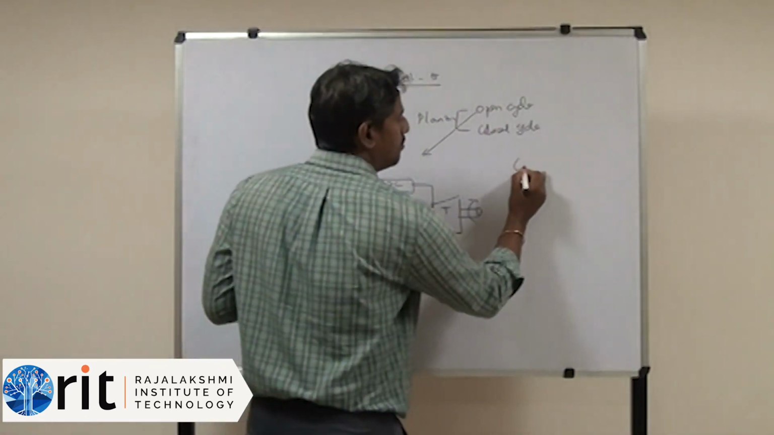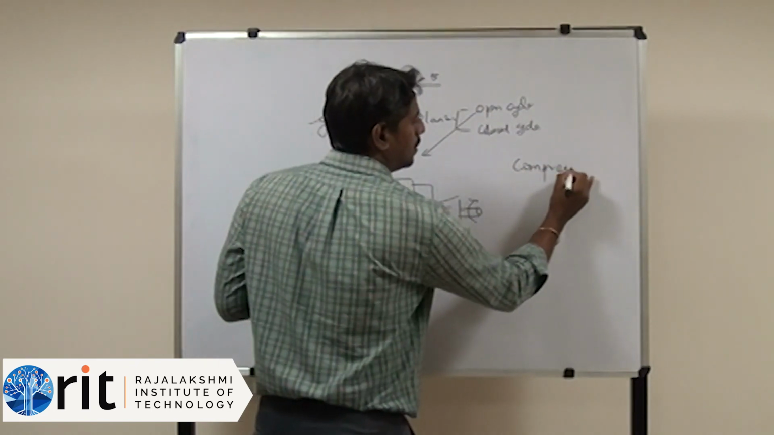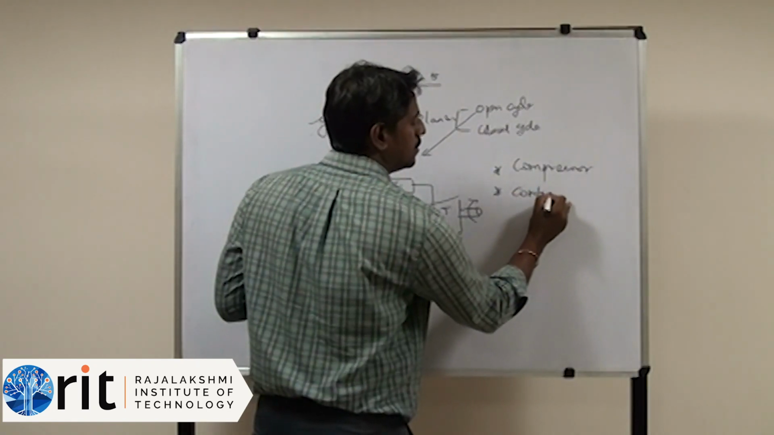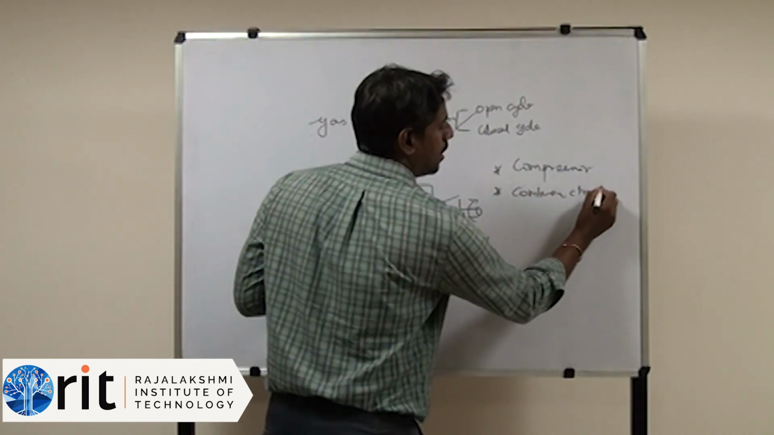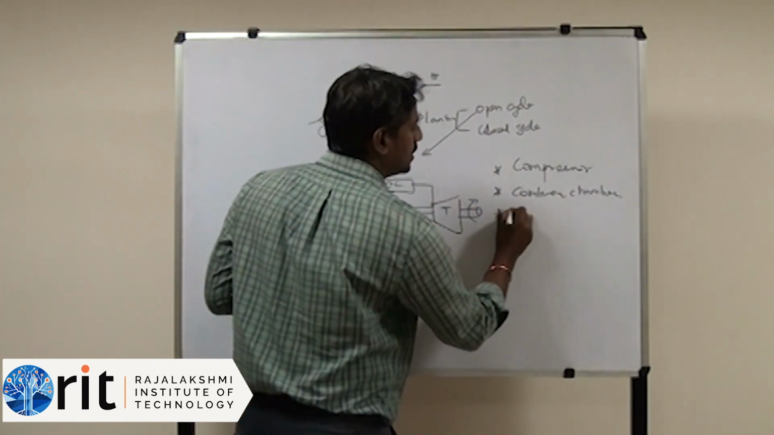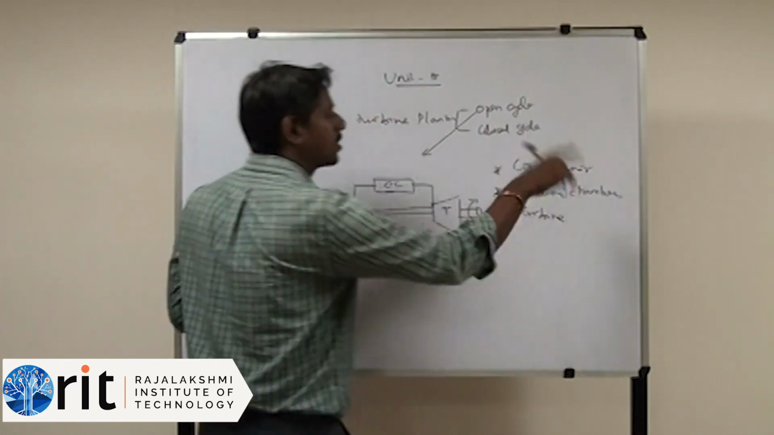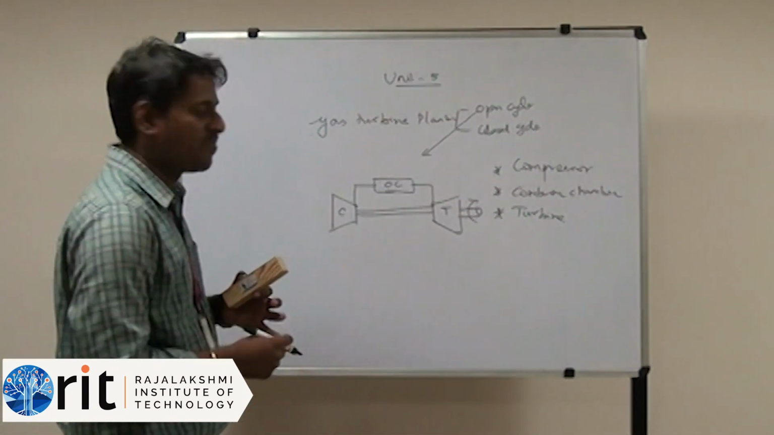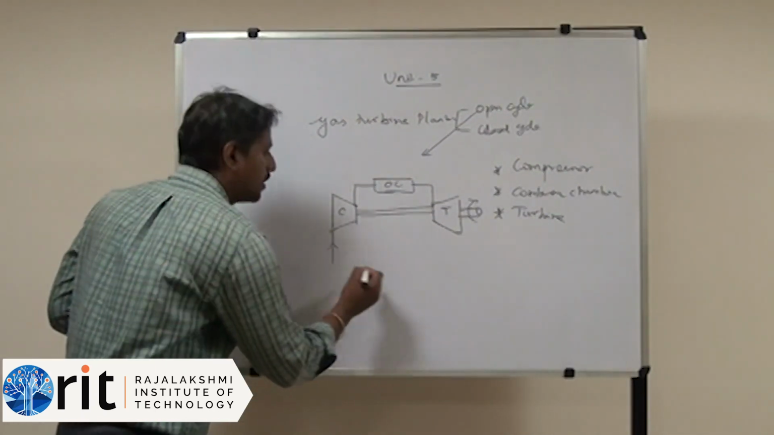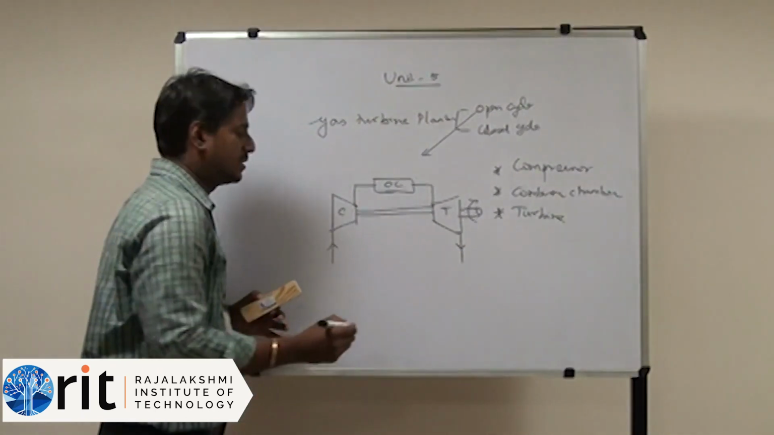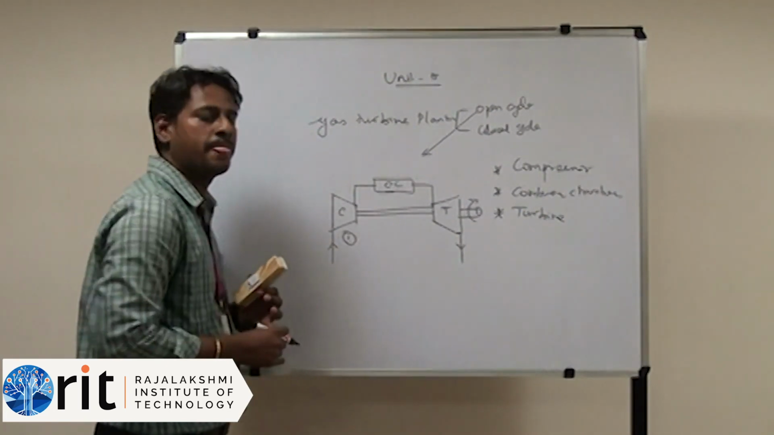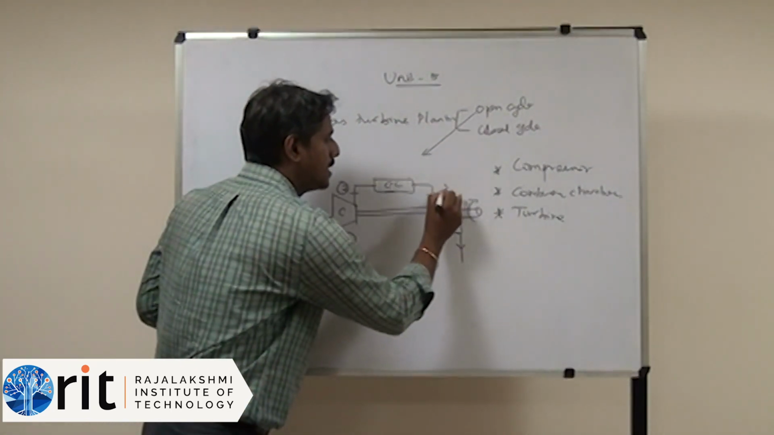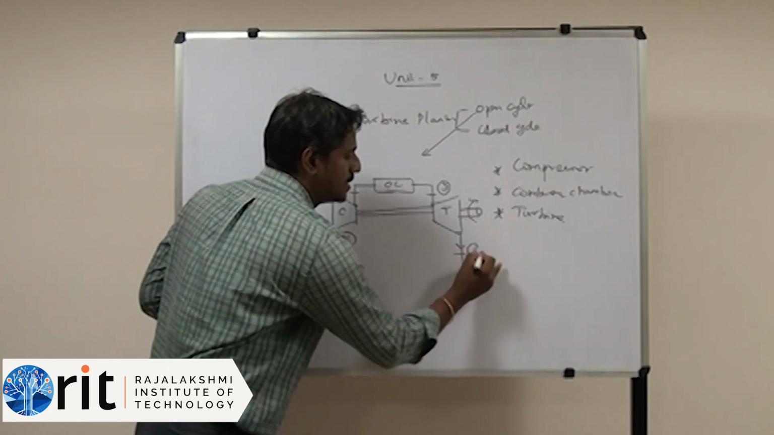Let me write it over here. First one is the compressor. Second, the combustion chamber. And third one is the turbine. So these are the major components of the open cycle gas turbine power plant. Let me discuss how it actually works. I am going to give you stages. I am going to name this point as stage 1, this point as stage 2, this one as stage 3, and this as stage 4.